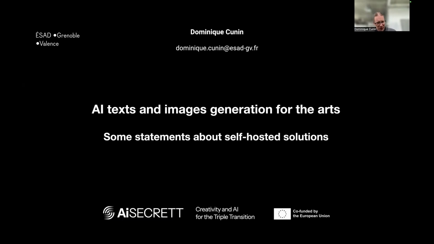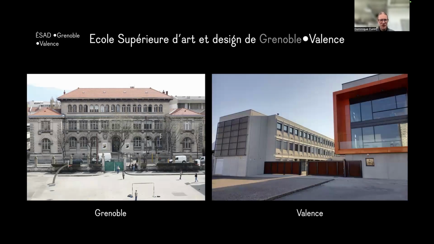So this is the topic of today: AI text and images generation for the arts. And I'm going to try to give some statements about self-hosted solutions. This keynote is part of the AI Secret project. I'm going to give a few words about this European-funded great project we are part of with Kale and many other colleagues that I could see in the session today. Just a few words about where I am working now.